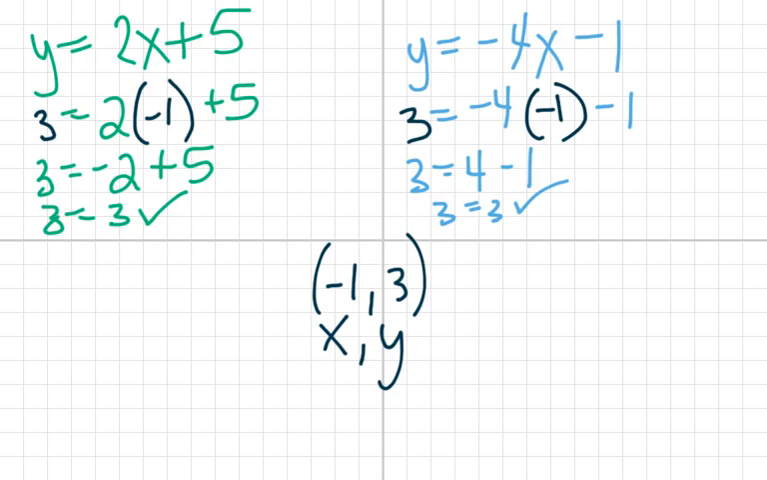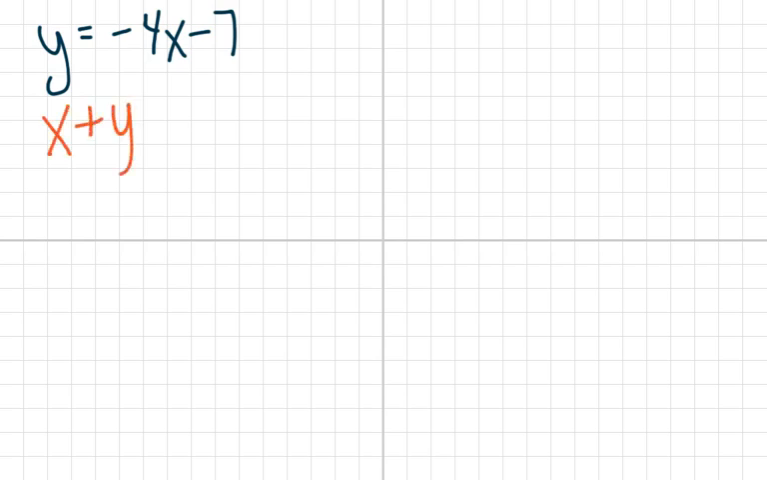I'm actually going to give you guys a practice problem right now. So here's your problem. You have y equals negative 4x minus 7. And then your other problem is x plus y equals 2. So I want you guys to pause the video, see what you can do, go back and look at those steps if you need to.